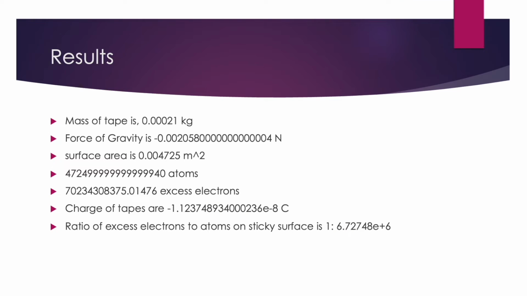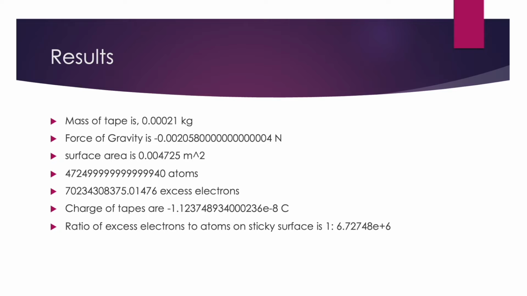The results are shown below. The mass of the tape was 0.00021 kilograms. The force of gravity was very little. It was only around negative 0.02 newtons. The surface area of the tape was 0.004725 meters squared. This gave us a giant number for the number of atoms in the tape, and therefore a huge number for the excess electrons on the tape.